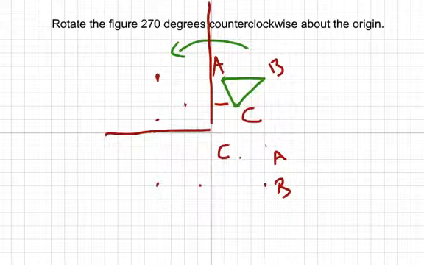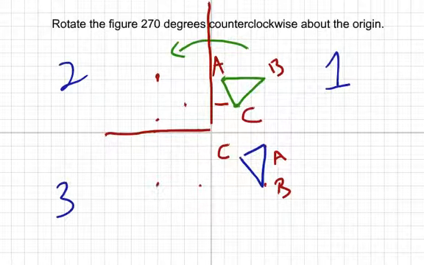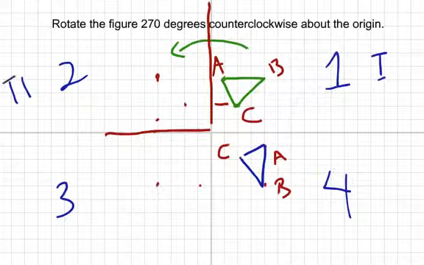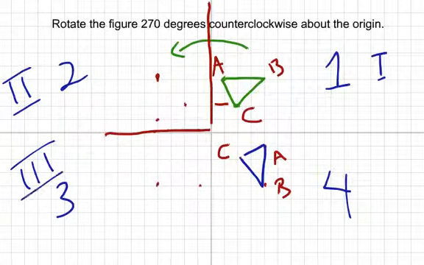So when you connect that, we'll make it a different color. We have the triangle at a 270-degree turn would now be located in quadrant 4. This is quadrant 1, this is 2, this is 3, this is 4. And they write them in Roman numerals, which is I, and then 2 I's, and then 3 I's, and then an I and a V. So this is actually in quadrant 4. So that is how you do a rotation about the origin.